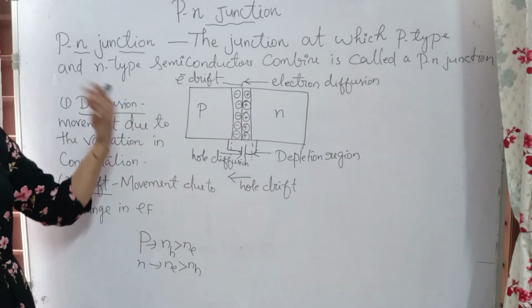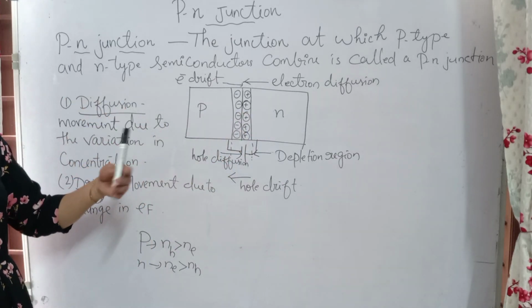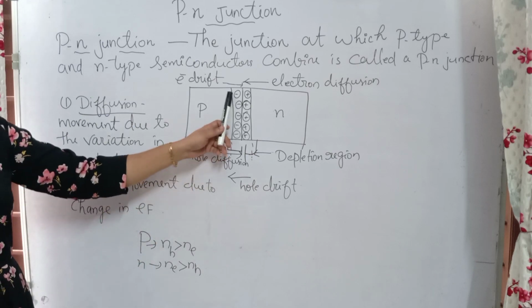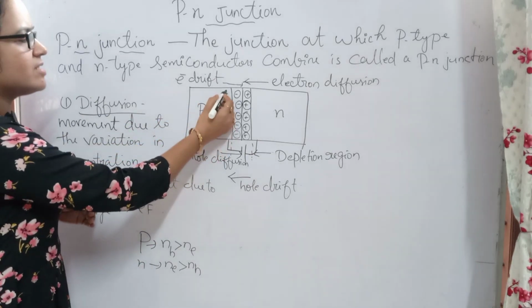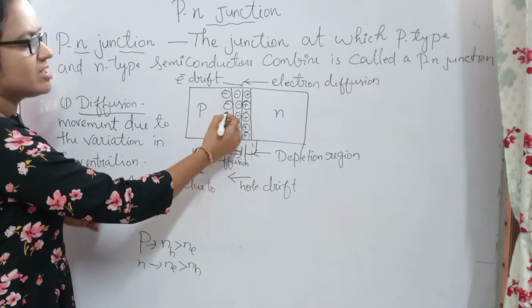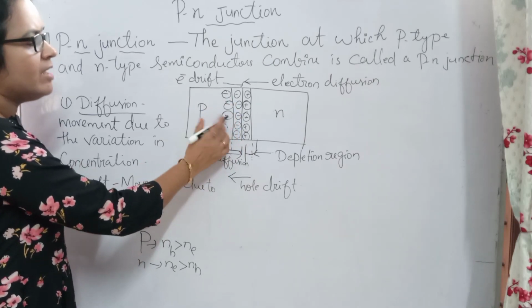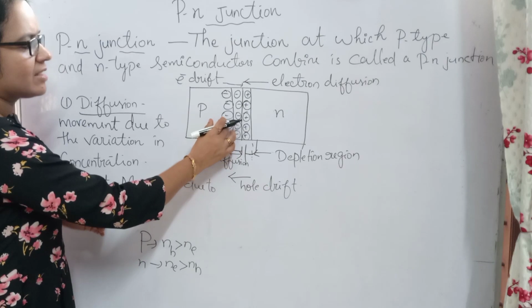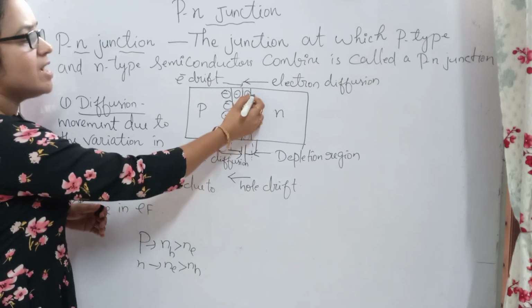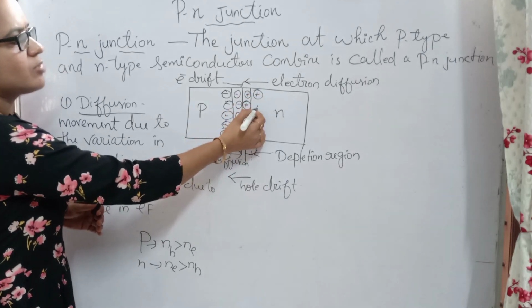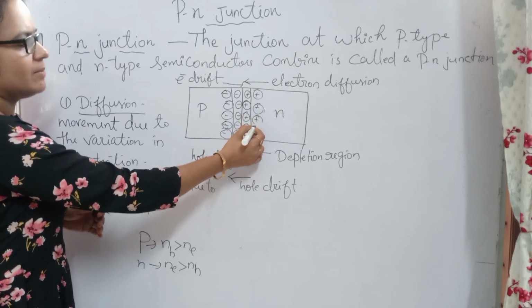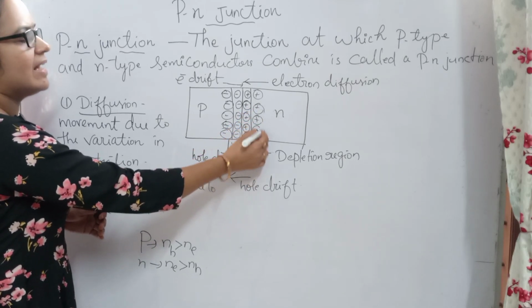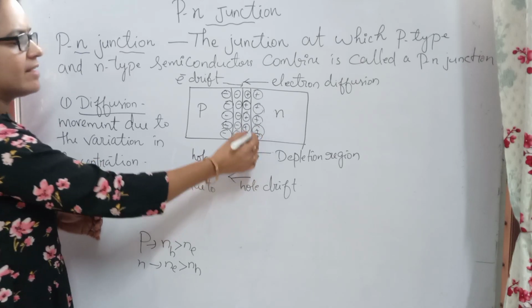Suppose the process is increasing. If it continues, what will happen? More negative charges on one side and more positive charges on the other side will be formed. Here we can see that positive charges will be more, formed on this side. So the layer width will be increased.